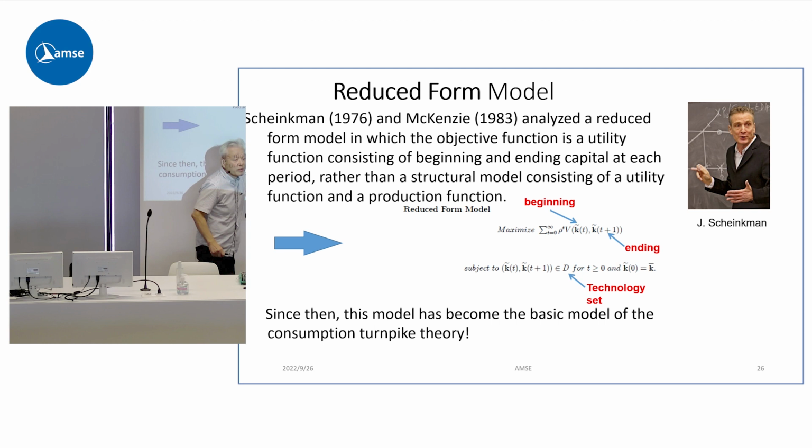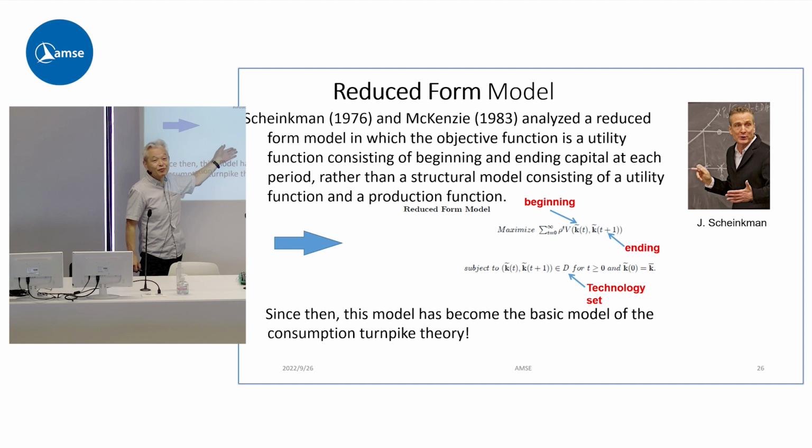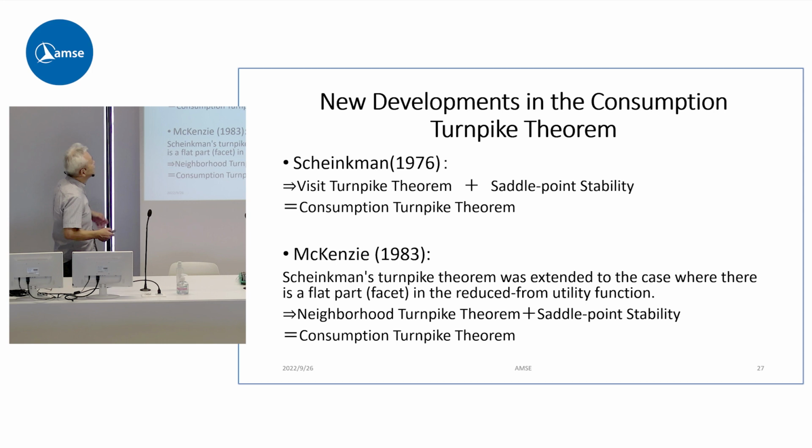Yeah. Alain also worked on this model too, a long time ago. And Scheinkman proved this kind of turnpike theorem, the neighborhood turnpike theorem and the saddle point stability, integrating them and showing the consumption turnpike theorems. And McKenzie proved a similar thing, but McKenzie's case is a very, very general case that includes the so-called facet case. They extended the turnpike into the facet case. Due to that, he proved the neighborhood turnpike theorem first, then showed the saddle point stability, and showed the consumption turnpike theorem. So this is, I think, in the 1980s.